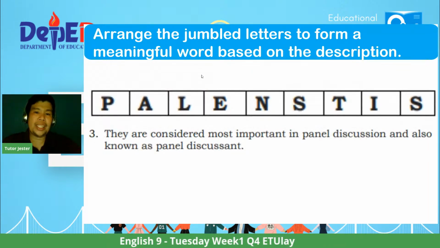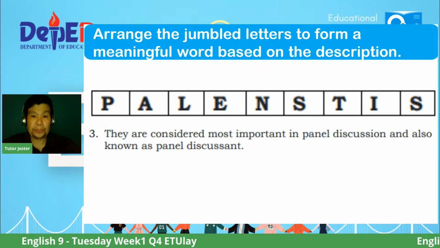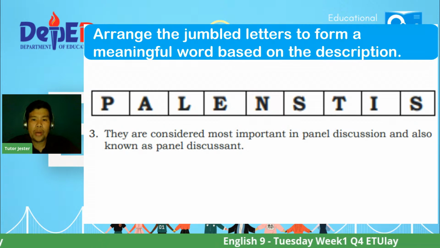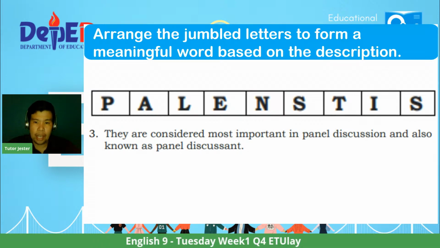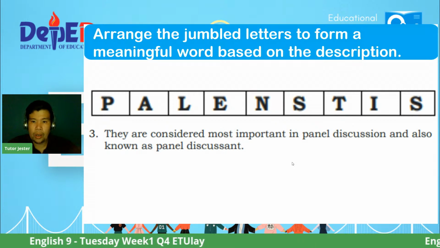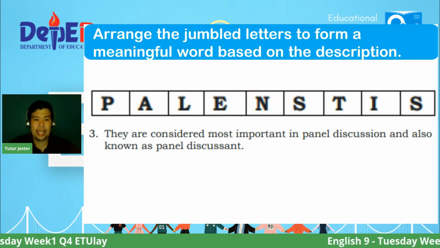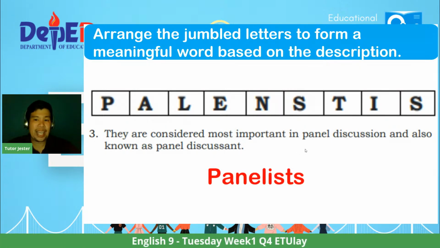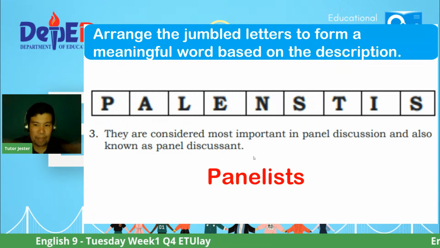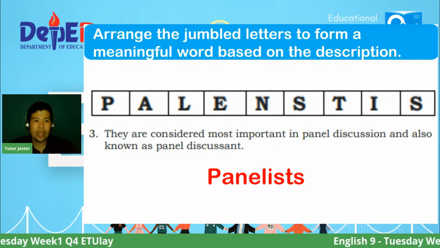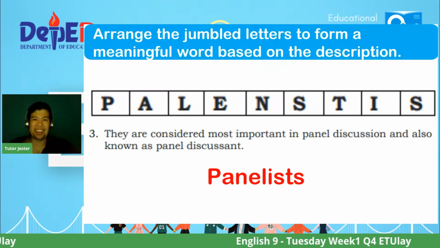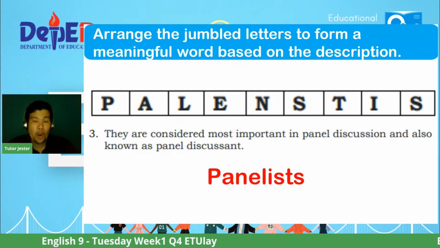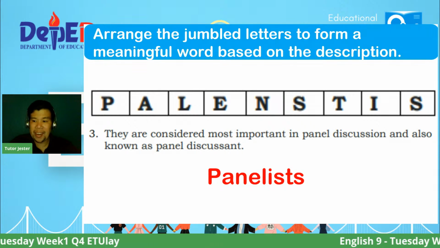We are looking for what? So number 3. They are considered most important in panel discussion and also known as panel discussants. They are called what? Anong tawag sa kanila? Ay, tama ang sagot mo. Aiza, it's panelist. Mga panelista doon sa ating panel discussion. Kung sino yung mga nakaupo doon sa table na yon, sa upuan na yon. Yung mga mag-explain, magbibigay ng kanilang points or views regarding an issue. Okay? Alright. Thank you po.